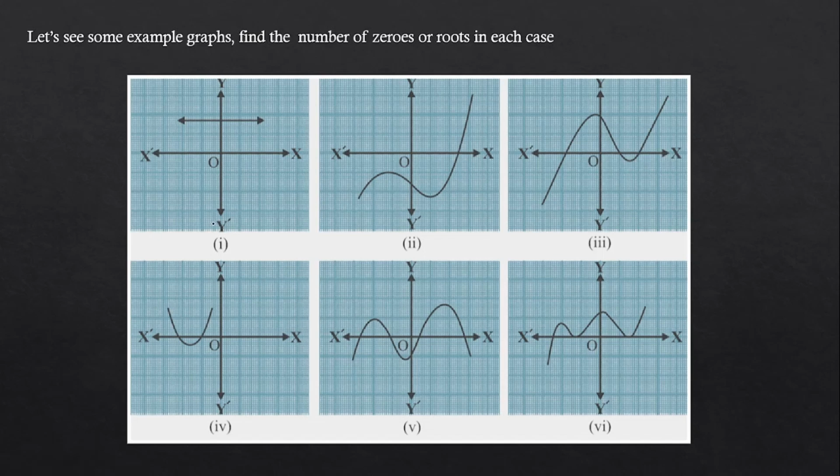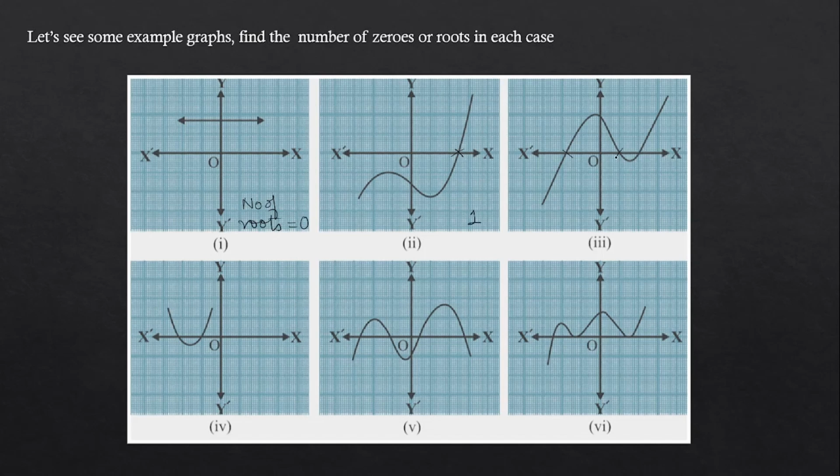Now here what we see? Here we see the graph is intersecting the y-axis, but it is not intersecting the x-axis. And the number of zeros is dependent on the number of points where a graph intersects only the x-axis. So since this graph does not touch the x-axis, the number of zeros or roots will be 0. So number of roots will be 0 in this case. Now here the graph is touching the x-axis at 1 point. So the number of roots is 1.